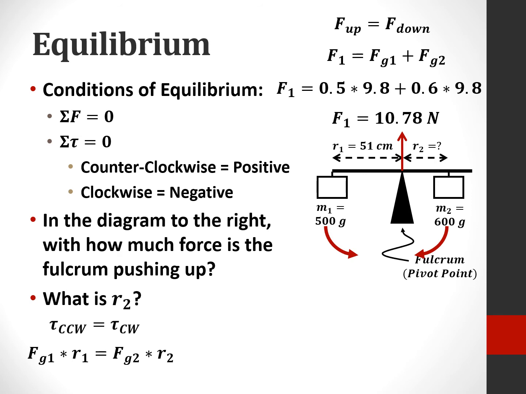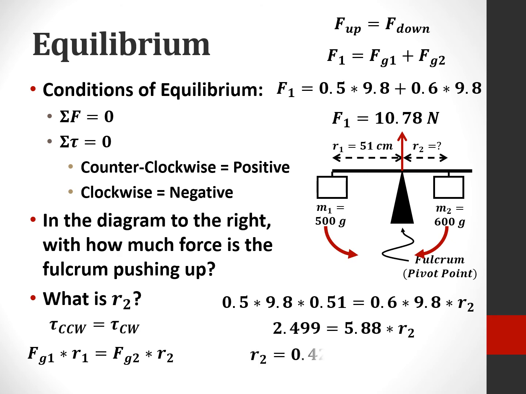So we go ahead and plug that in. Force of gravity 1 times radius 1 is going to be equal to force of gravity 2 times radius 2. We go ahead and plug in the numbers we know, and then solve for R2, and we find that R2 is going to be 42.5 centimeters. Now that's one way to do it. If we set our pivot point where the fulcrum is, then that's going to be the distance of 42 centimeters.